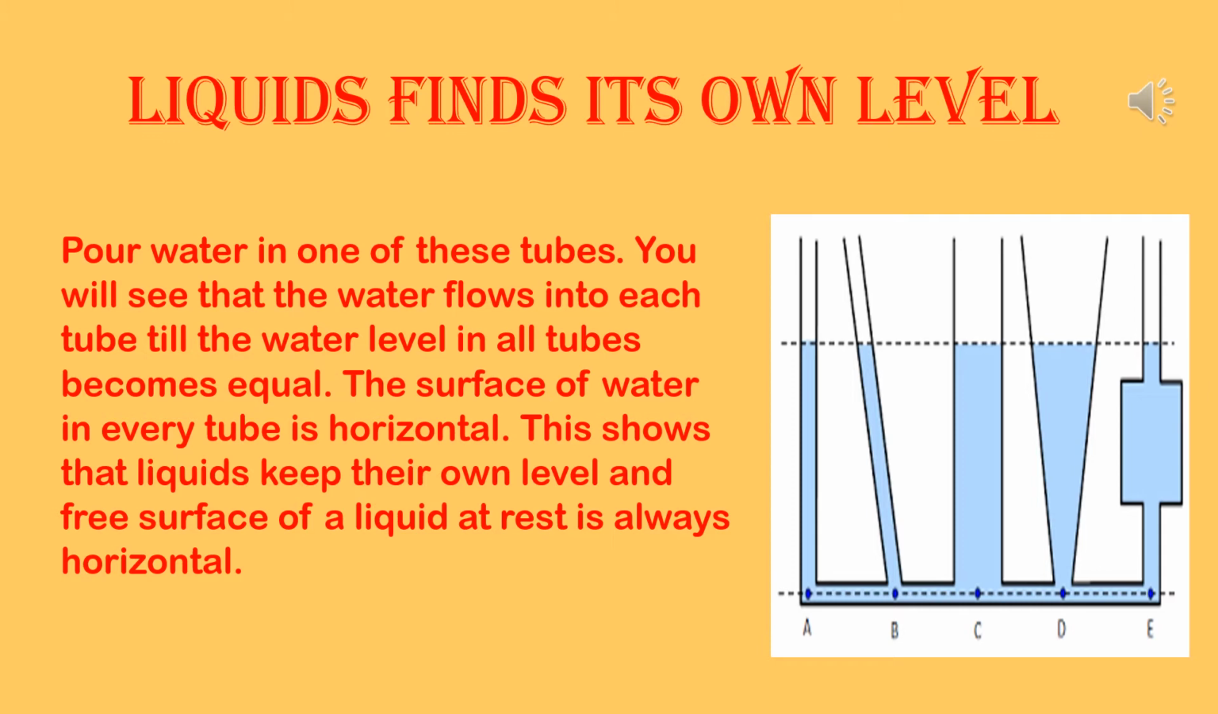Liquids find their own level. Pour water in one of these tubes. You will see that the water flows into each tube till the water level in all tubes becomes equal. The surface of water in every tube is horizontal. This shows that liquids keep their own level and the free surface of a liquid at rest is always horizontal. After seeing the diagram, hopefully you have understood this.